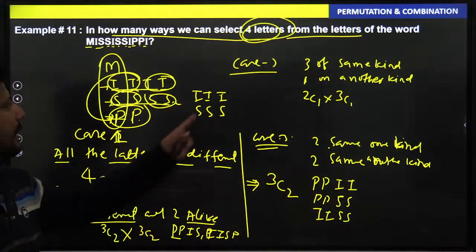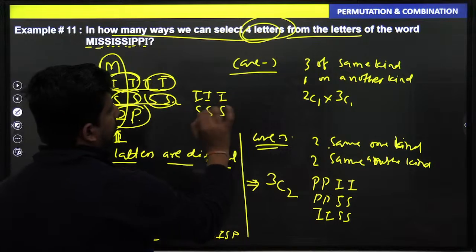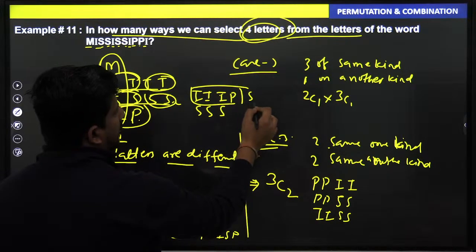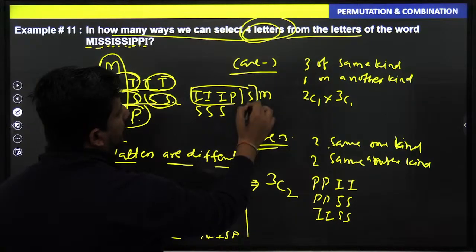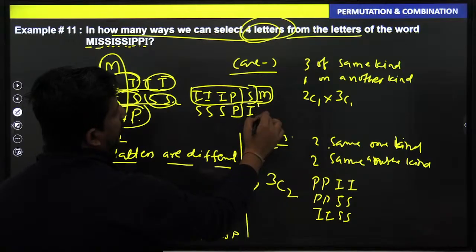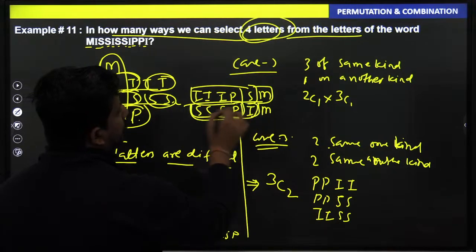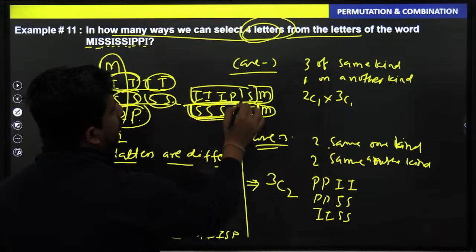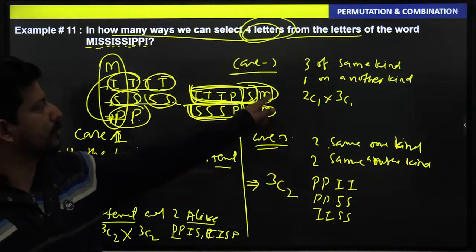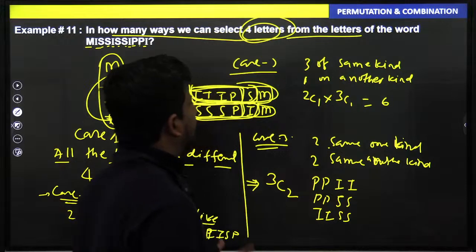2C1 means what? Either this III or this SSS comes. 3C1 means what? Either here, if I am selecting this, P can come, S can come or M can come. Okay na? And here also P can come, I can come and M can come. So you can see that 1 member, 2 member, 3 member. Here also 1 member, 2 member or 3 members. How many members? 6 members. And 2C1 and 3C1 also gives you 6.